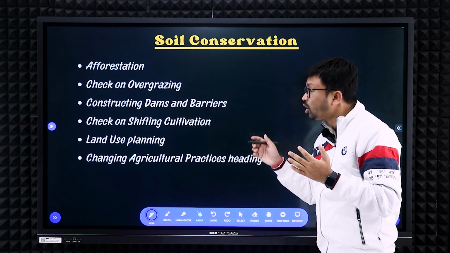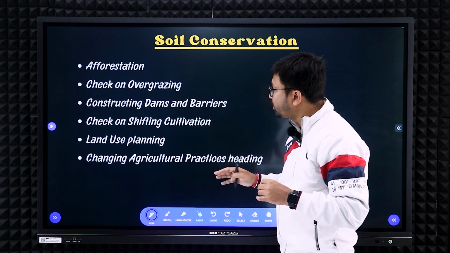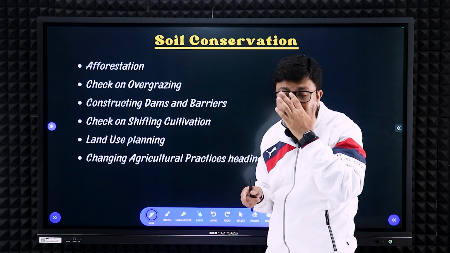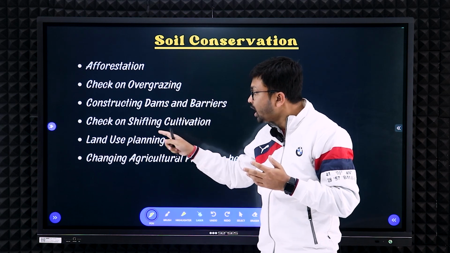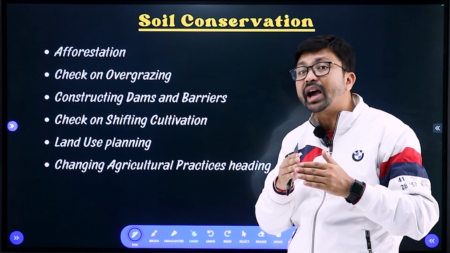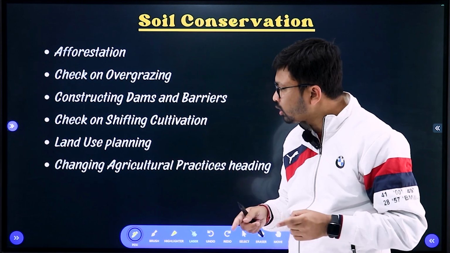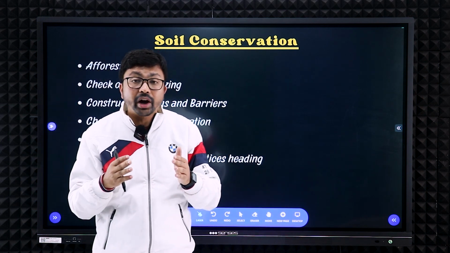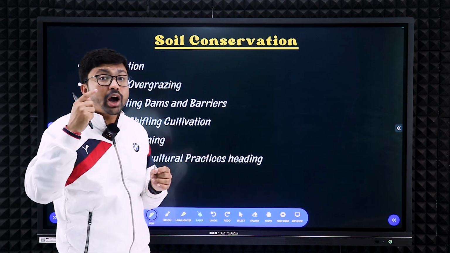Construct dams or barriers. We need to construct dams or barriers so we can counter the slope, and soil erosion will be restricted. Check shifting cultivation. Shifting cultivation, as you know, is not good for maintaining the fertility of the soil. So we need to avoid shifting cultivation. The land use pattern you need to plan properly. Different types of soil can be utilized for different purposes. We need to utilize the soil to the maximum for a particular purpose, and we need to make some changes in our agricultural pattern, like shifting cultivation and all such stuff, so we can control soil erosion.